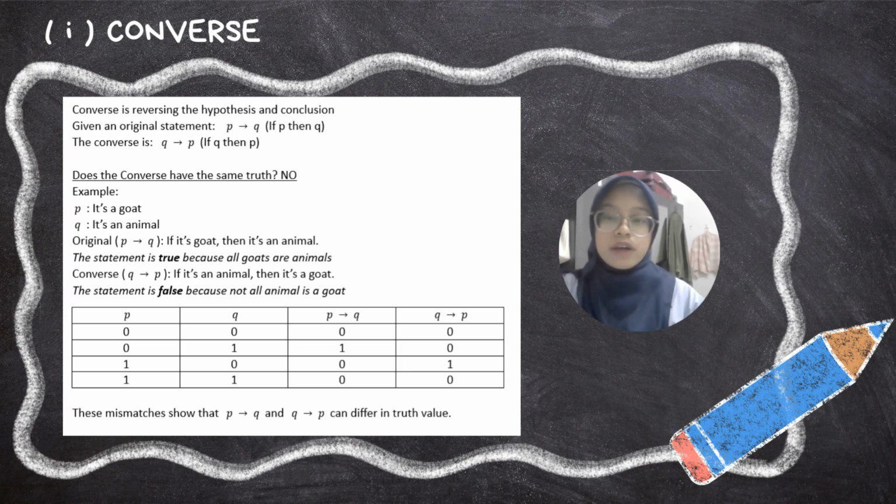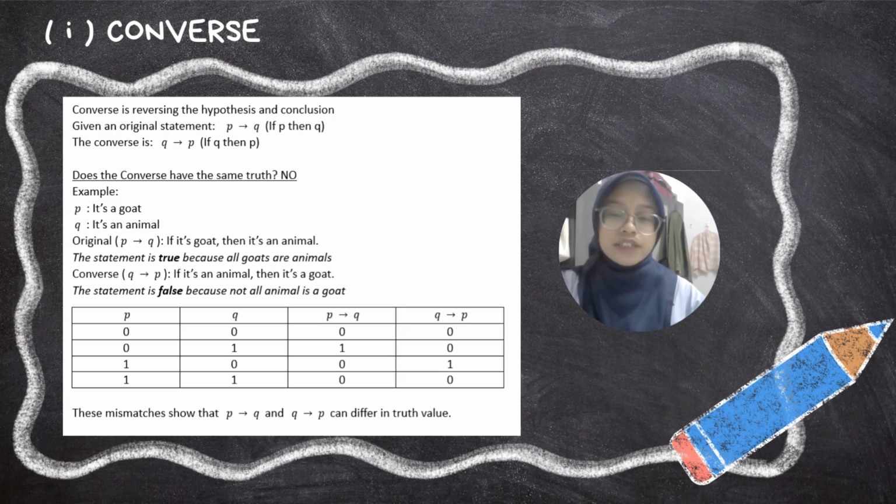For statement P, we have it is a goat, and for statement Q, it is an animal. The original statement will be, if it's a goat, then it's an animal. This statement is true because all goats are animals. The converse statement is, if it's an animal, then it's a goat. This statement is false because not all animals are goats.